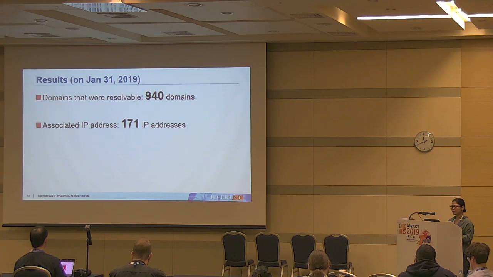Okay, this is a result on January 31st, 2019. The resolvable domains are 940 domains, and the associated IP address number is 171. It's on January 31st. It's changing constantly every day.